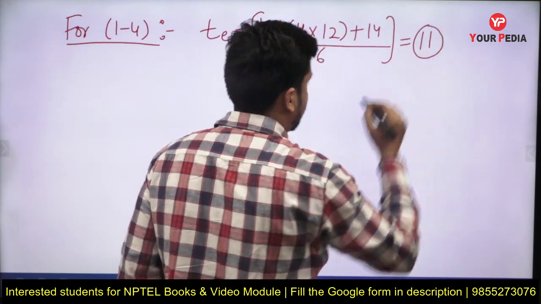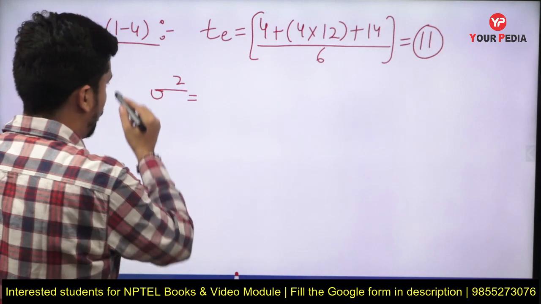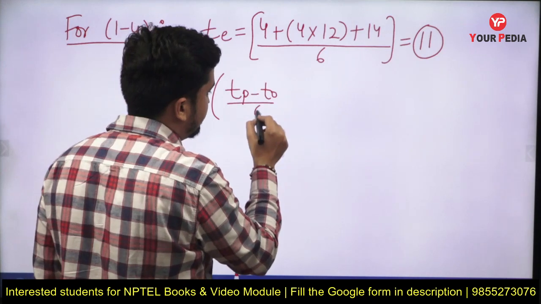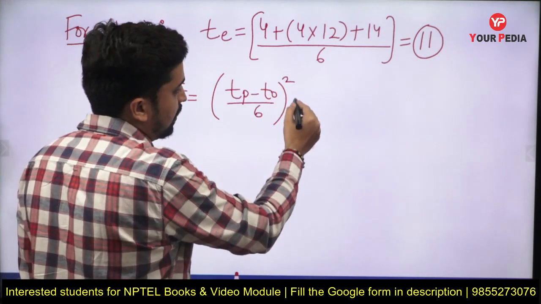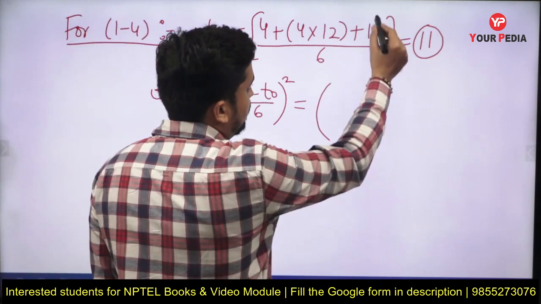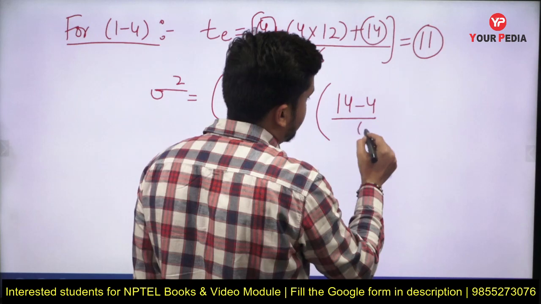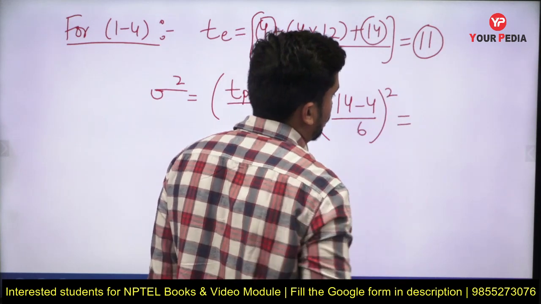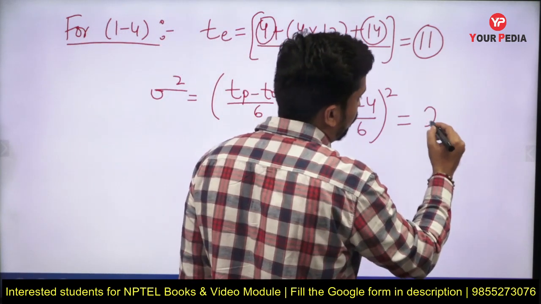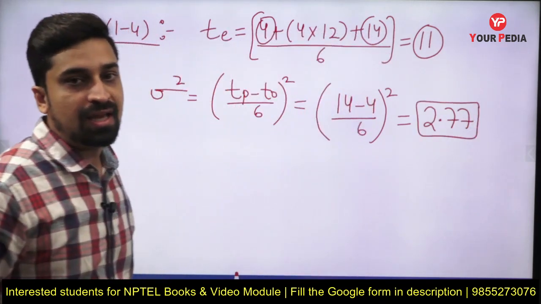From this you will get the value of TE as 11. After that, you can also calculate the variance for the activity 1 to 4. So variance we already know, this is equal to TP minus TO divided by 6 raised to power 2, and we already have TP and TO for the activity 1 to 4. So TP is 14 and TO is 4. So this will be equal to 14 minus 4 divided by 6 raised to power 2. On solving this, you will get the variance for the activity 1 to 4, and this will come out to be 2.77.